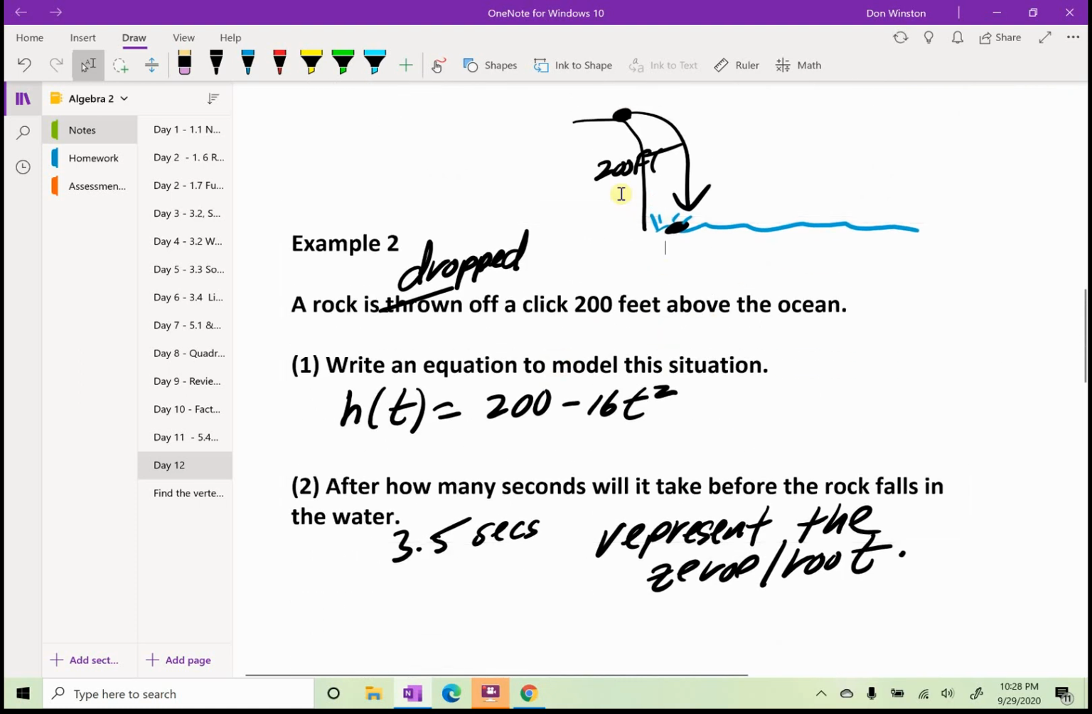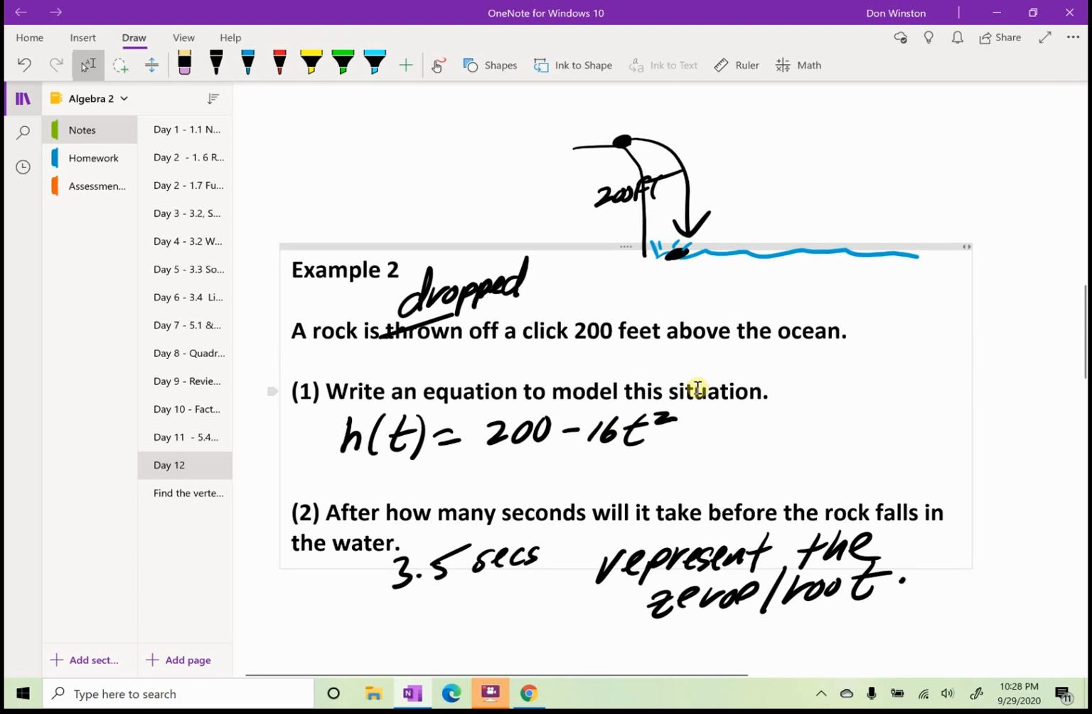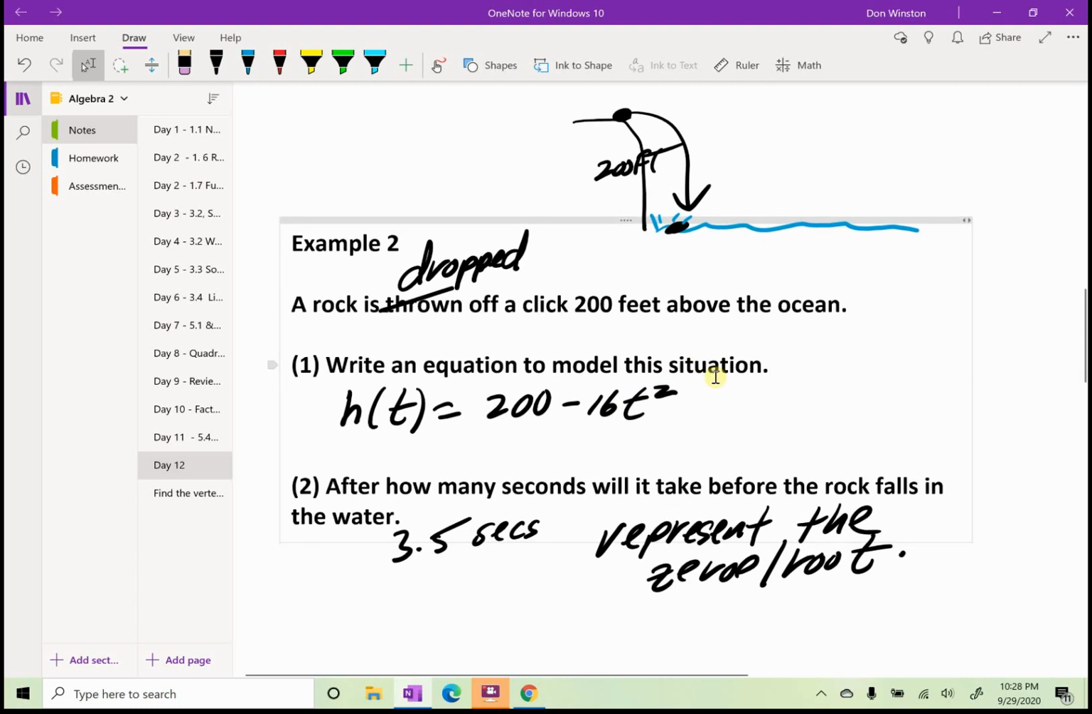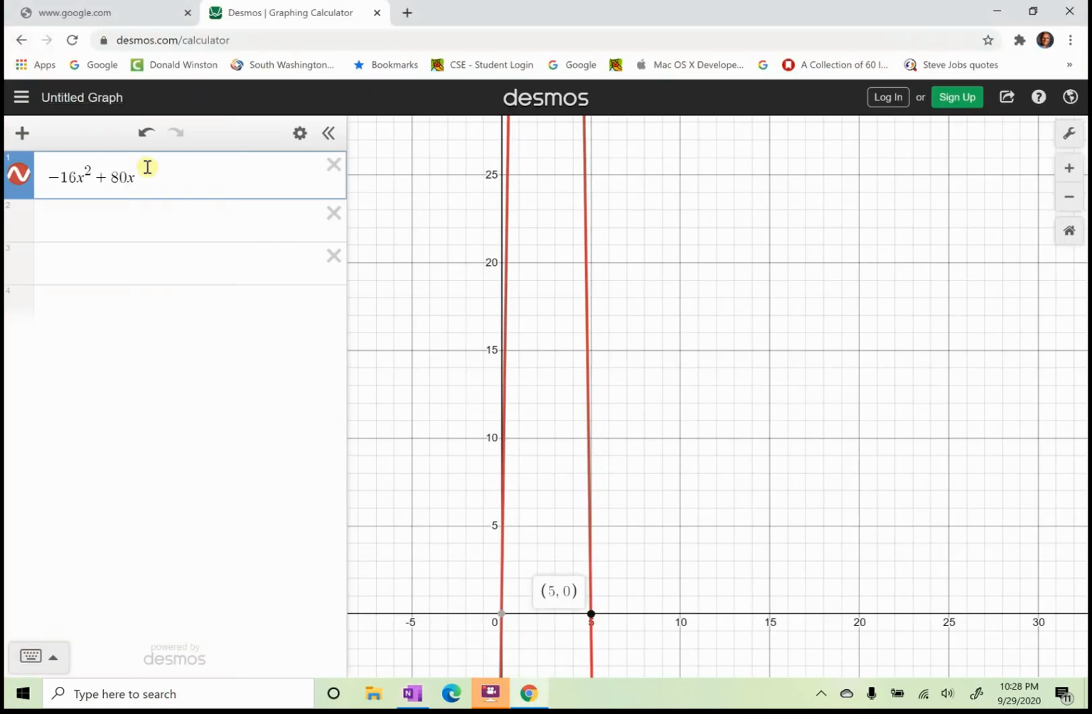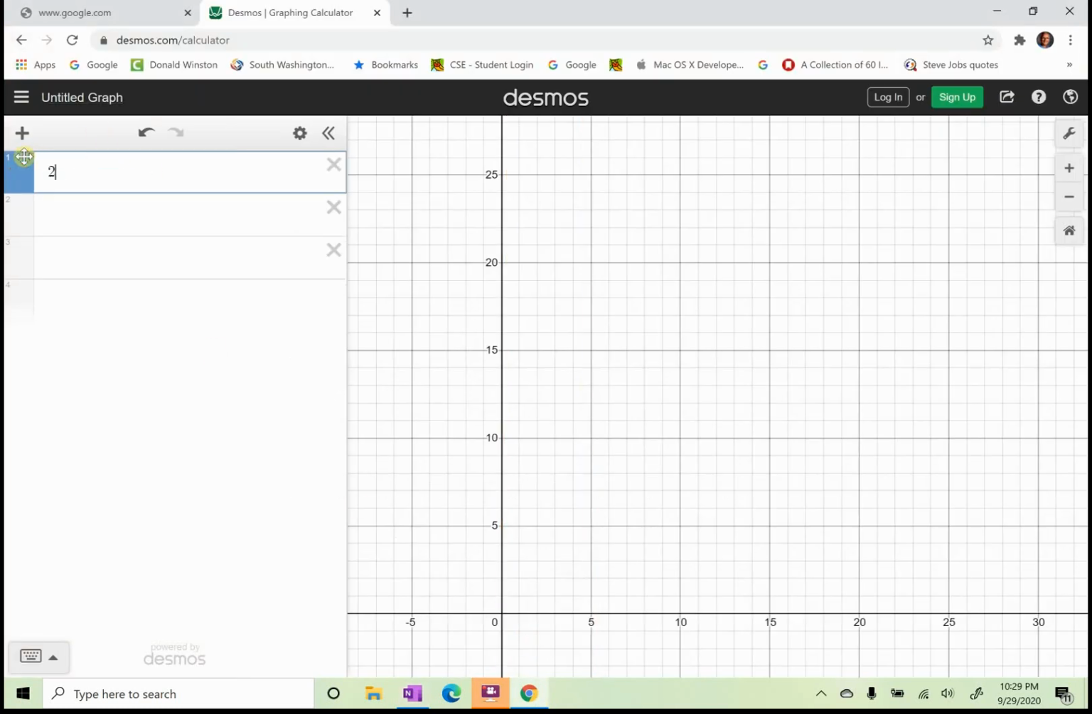It's 200 feet above this ocean. And of course, we still have gravity at negative 16 feet per second, or negative 16 t squared. So there's a model where we have an initial height, but no initial velocity, just initial height. Now again, we would graph that. So 200 minus 16 t squared. So if I do that, 200 minus 16x raised to the second.